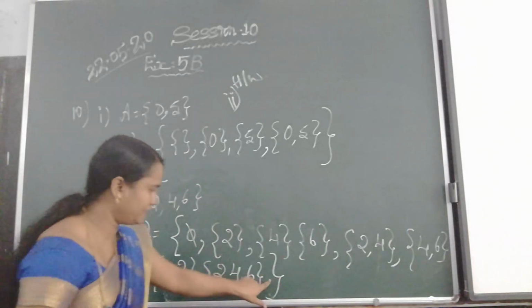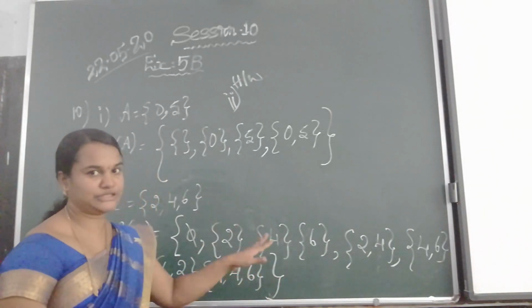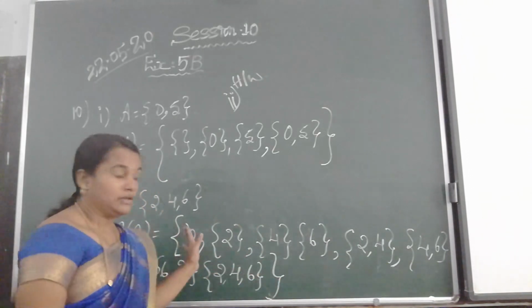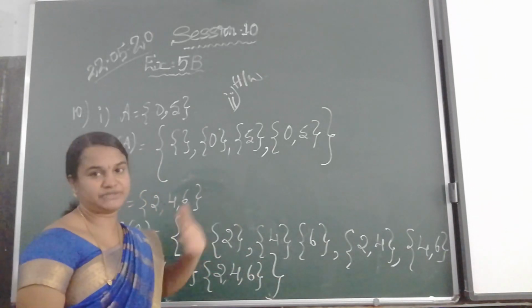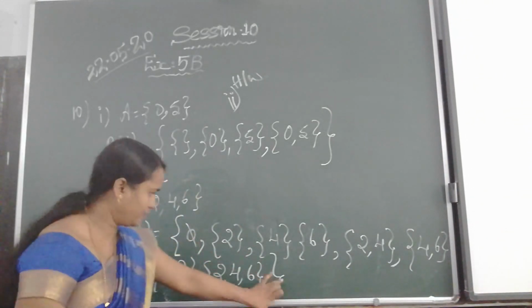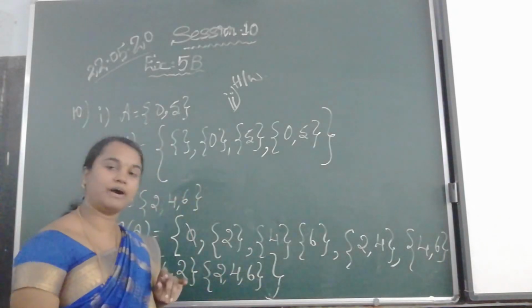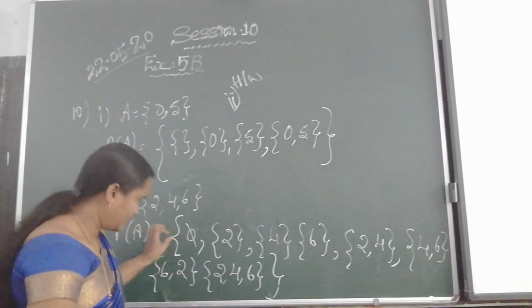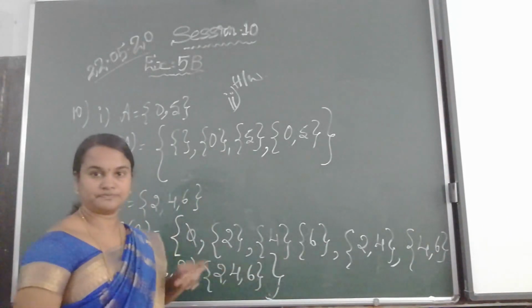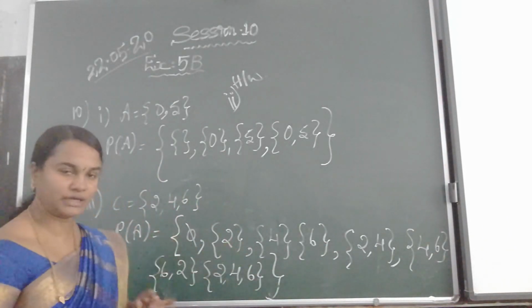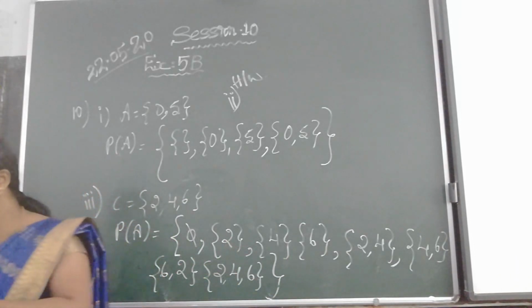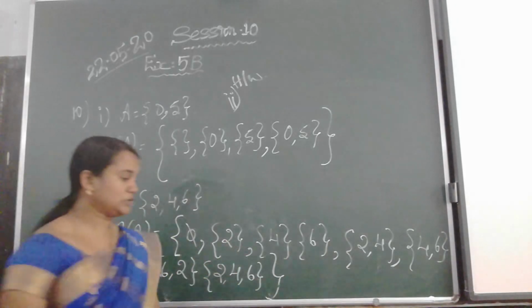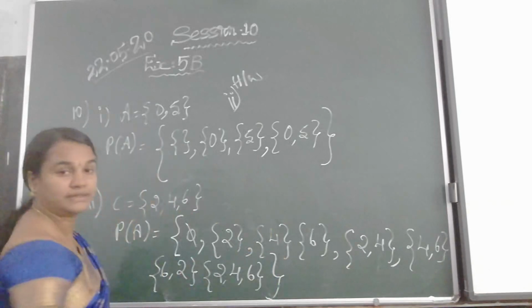If you don't write the final bracket, you will get 0 marks, because then it will become only a subset. If you give the final bracket, then only it will become the power set. Clear? If they ask for the power set, you have to put the last bracket, the final bracket. Okay? Write down. Now we will move to the 11th one. Question number 11. Please complete it.